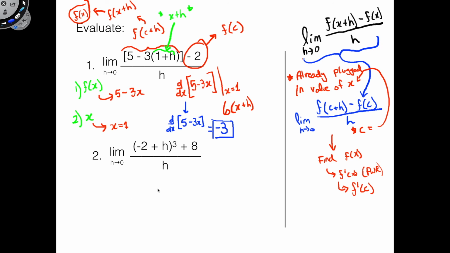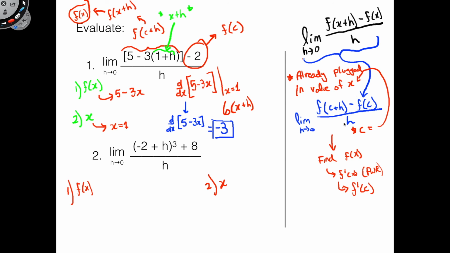And now just to practice, let's go ahead and try the second one. I'd recommend you try this on your own just to make sure you understood what we talked about over here. But in any case, I'm going to go over it now. So again, the first step is the same. We're going to try to identify what f of x is, and then we're going to try to identify what x is. Okay?